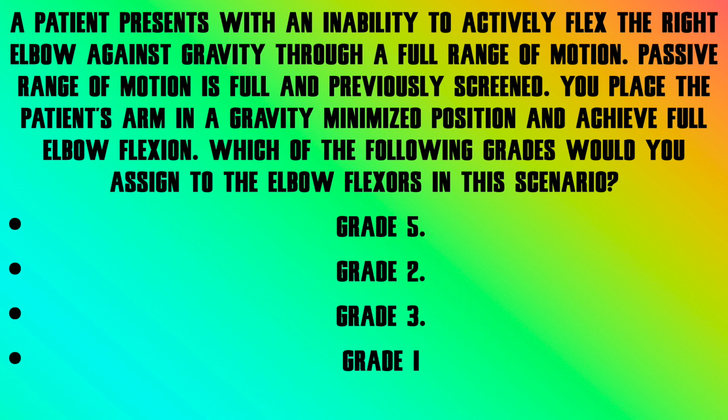A patient presents with an inability to actively flex the right elbow against gravity through a full range of motion. Passive range of motion is full and previously screened. You place the patient's arm in a gravity-minimized position and achieve full elbow flexion. Which of the following grades would you assign to the elbow flexors in this scenario? The answer is grade 2.